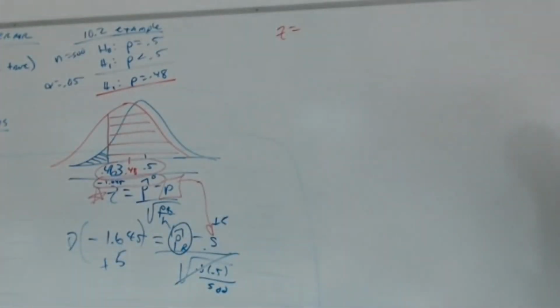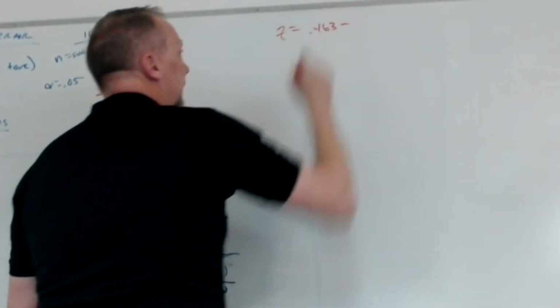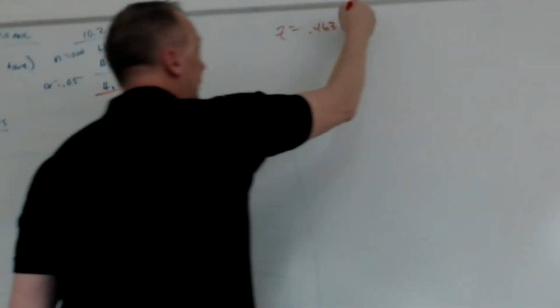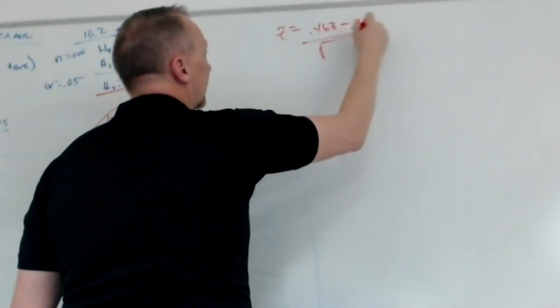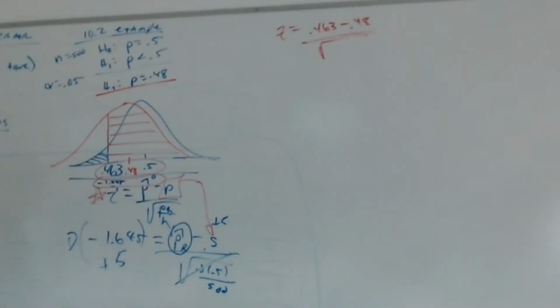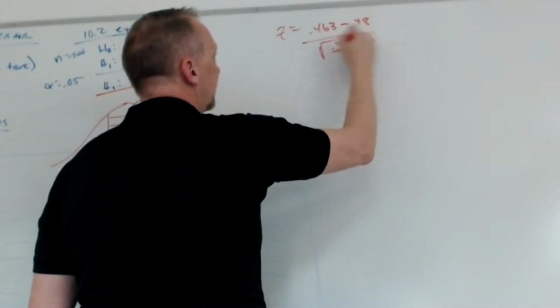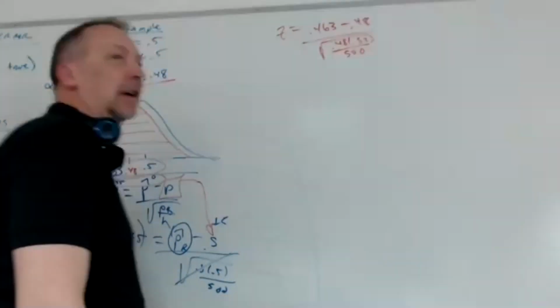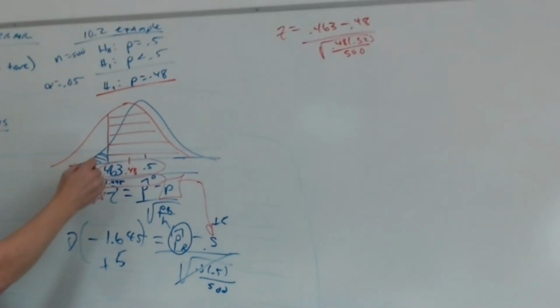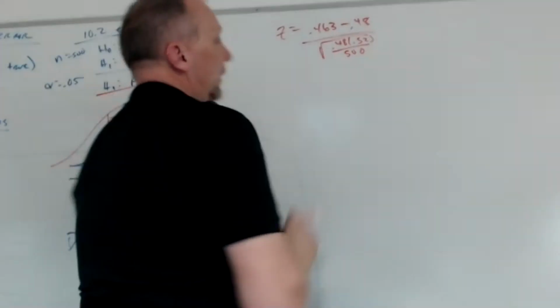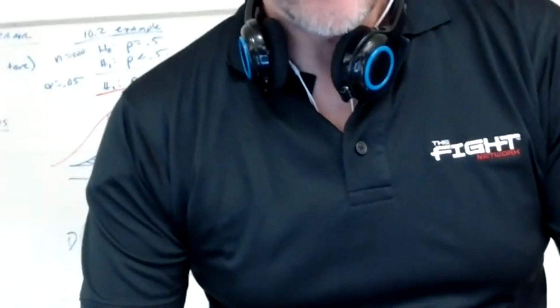Okay? All right, so in this case, Z equals, Eric, you want to take it away? 0.463 minus 0.48, divided by the square root of 0.48 times 0.52 divided by 500. Very good. Okay, so we're going to convert this back and figure out what 0.463 is based on when we think that 0.48 is really the correct value. Okay, so let's use that in Excel.